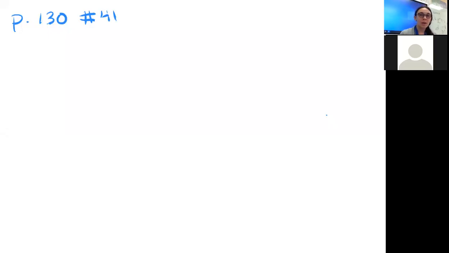We're going to do a quick example on finding the least common multiple, and we're going to be doing it with a word problem. So we're looking at page 130, and we're going to do question number 41. Oops, I just erased the question number. That's not what I wanted to do. There we go. Okay, so question number 41.